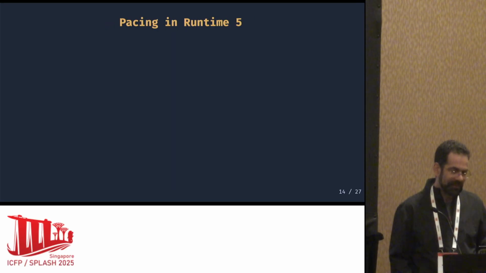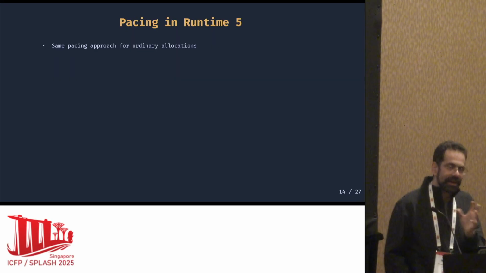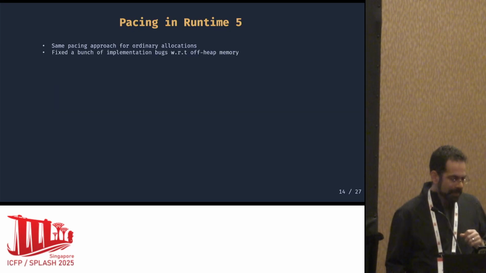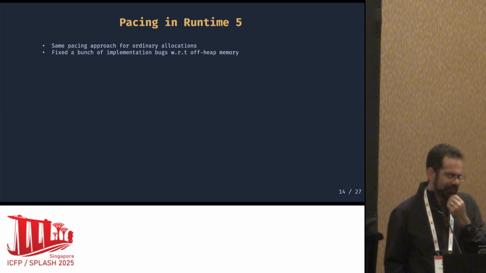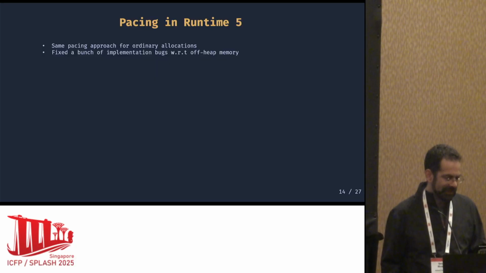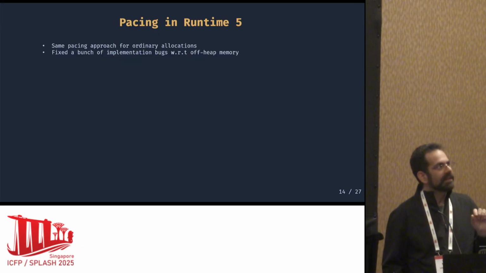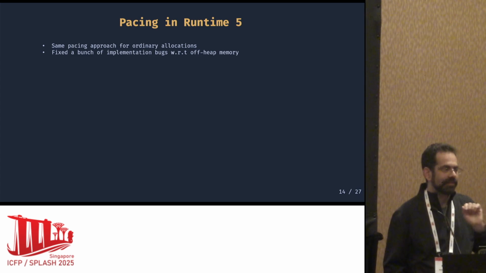All right, so that's how runtime 4 looks when you use it. How does runtime 5 look? For ordinary on-heap allocations, the pacing story is basically the same equations. But in the garbage collector, we looked at things and fixed some stuff. There were some bugs in the original implementation. Notably, one of the fun bugs was that decisions about external memory were made for every allocated block, not for every allocated block that's on the major heap.